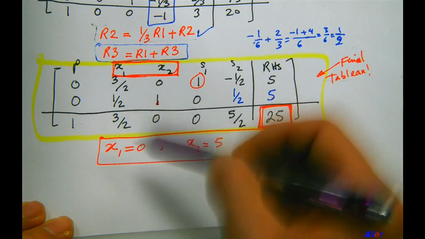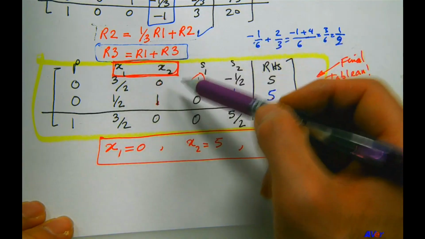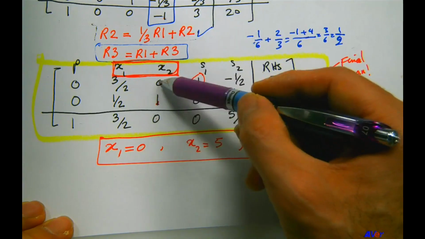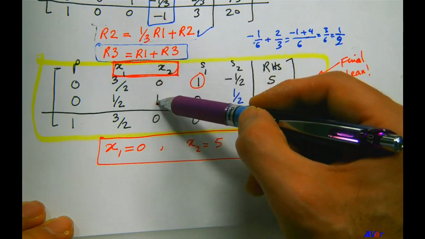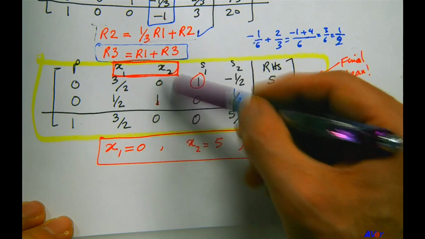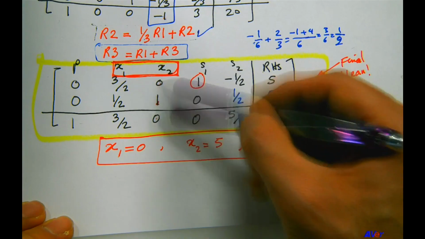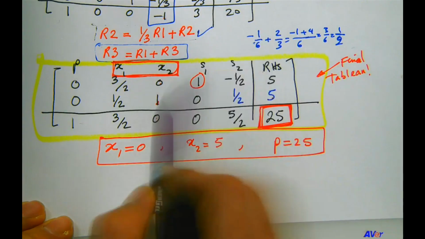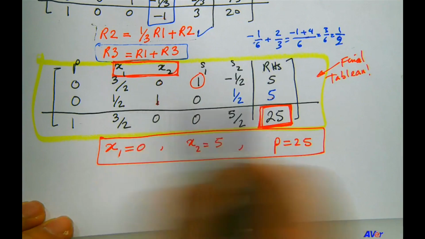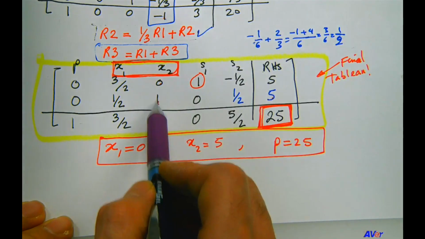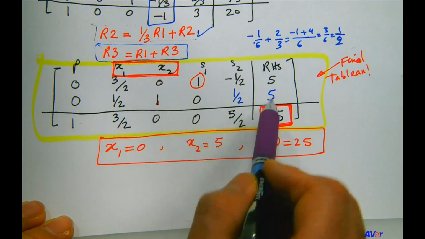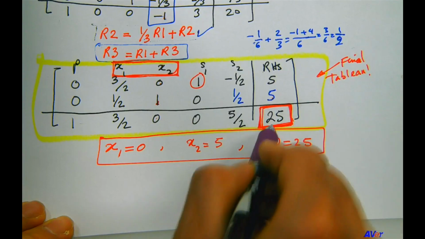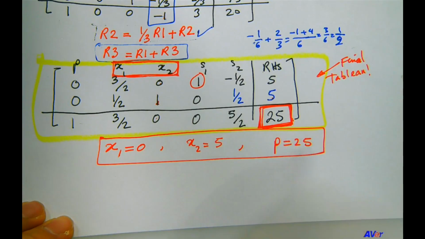So when is the value of these variables not 0? Well, for that, you need to see a nice outcome like this: zeros everywhere except in one spot, a 1. If you have zeros everywhere but just one 1, then the value of that variable is going to be in the right-hand side column, right across from where the 1 is. So in that case, x2 is equal to 5. And the value of the objective function at maximum is always in this corner. So p equals 25.